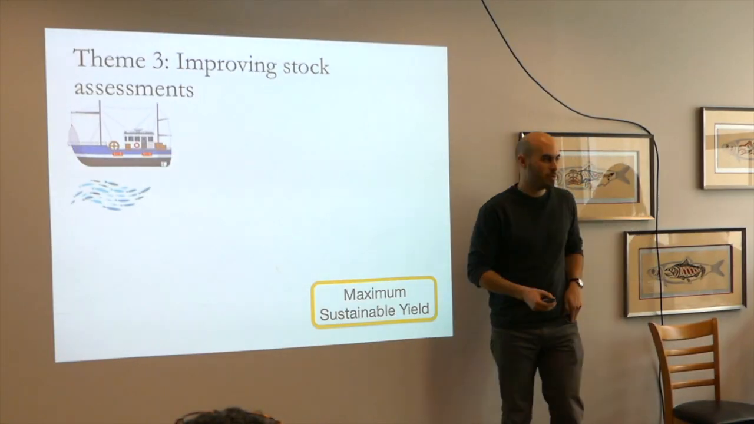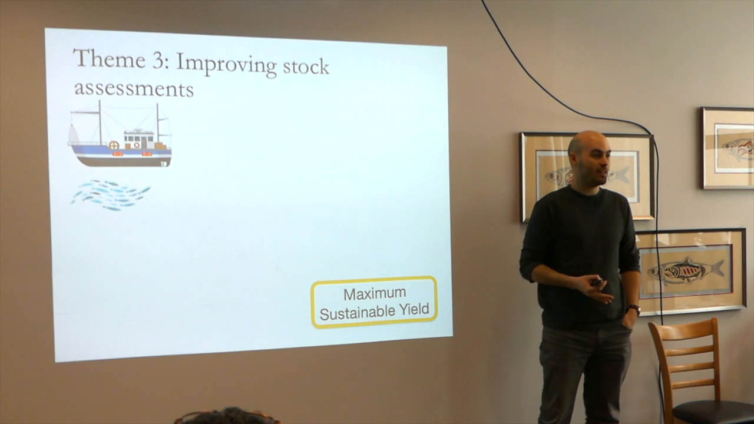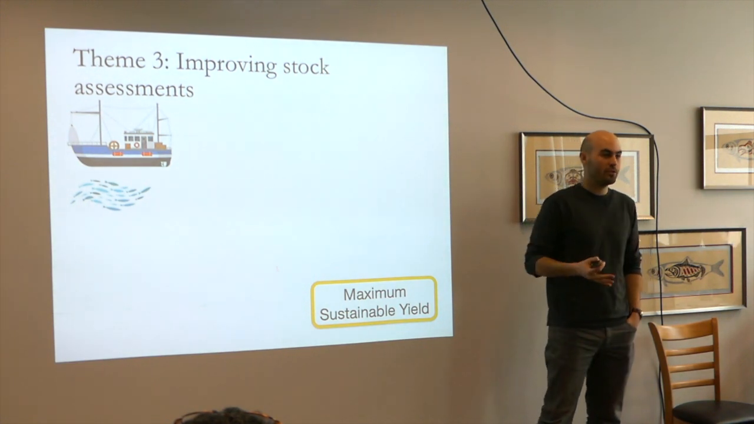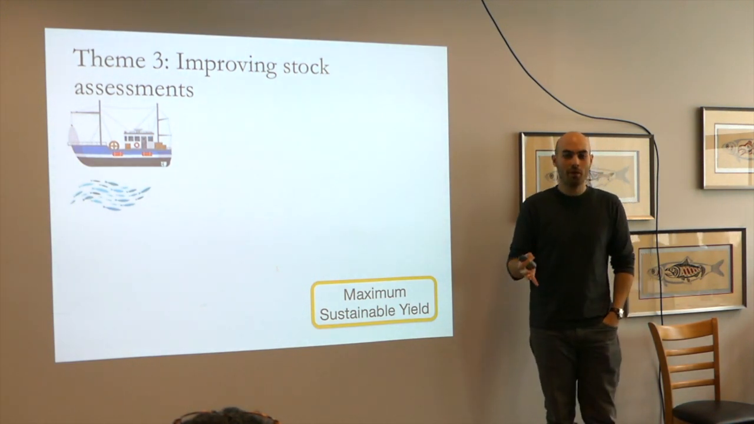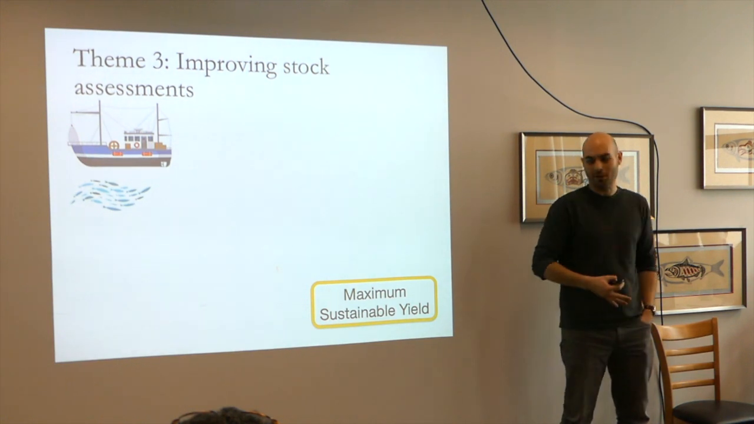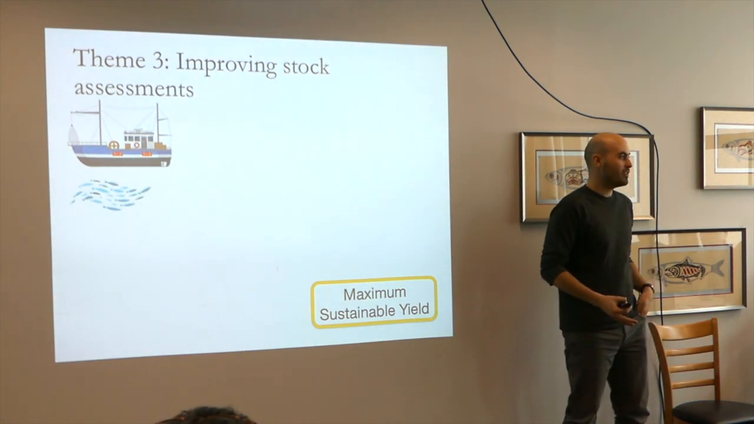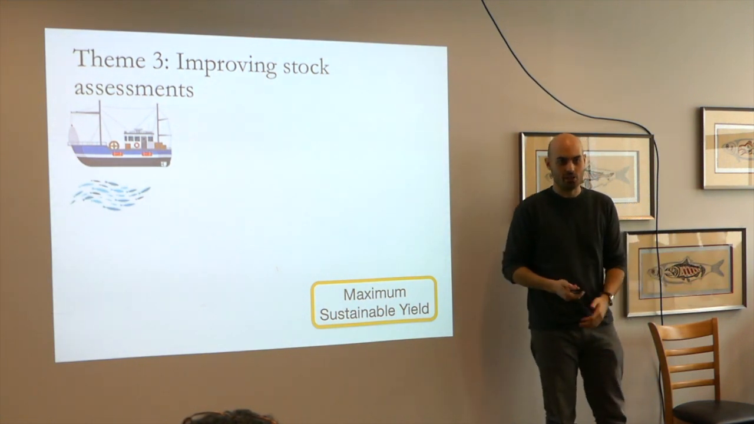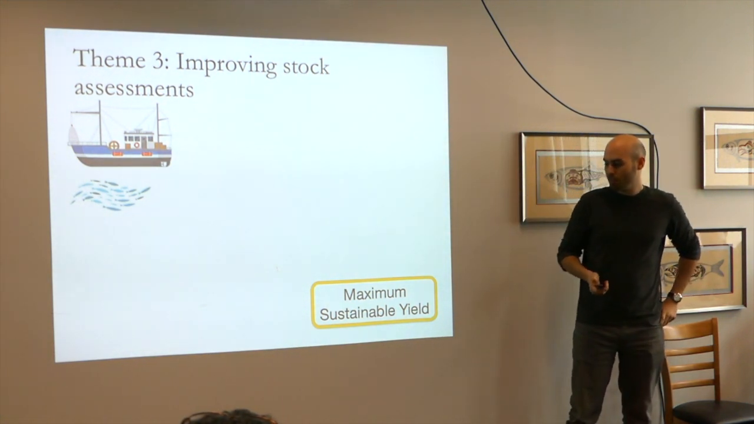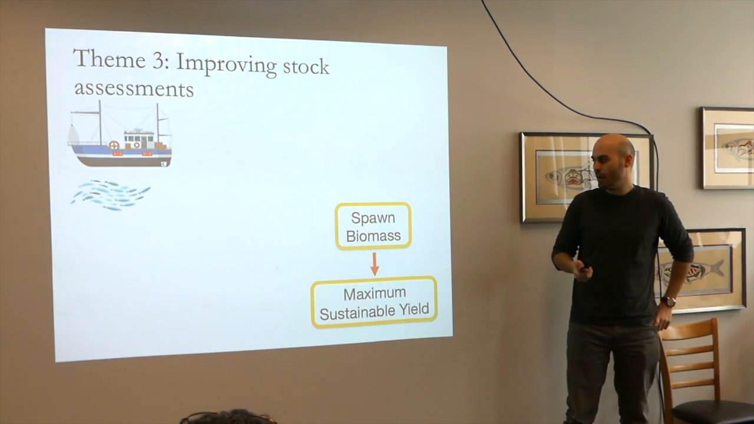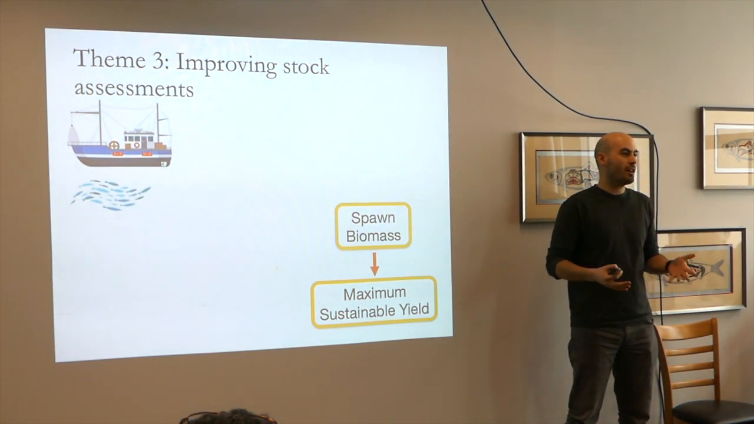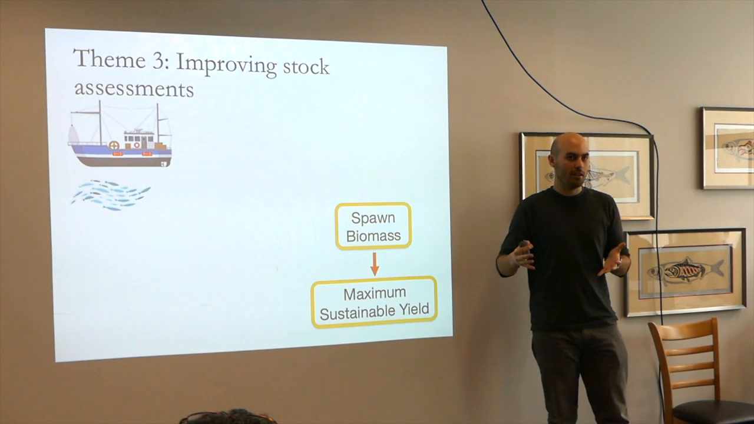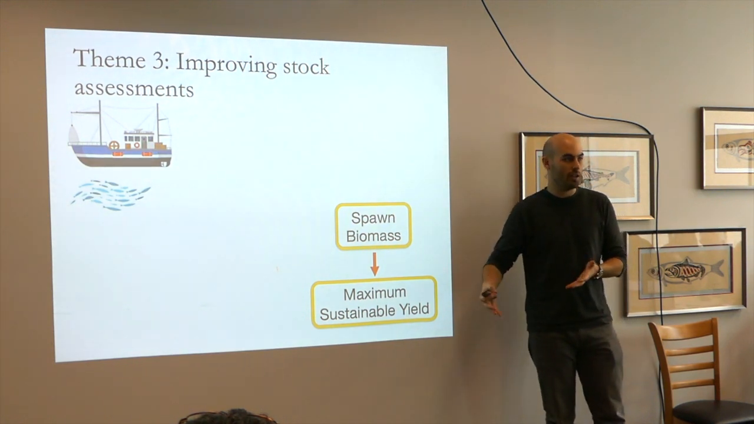And then briefly to touch on the third theme, which is to improve stock assessments. One of the primary goals of stock assessments is determining maximum sustainable yield, which is the maximum number of fish you can harvest without depleting the population. Now, maximum sustainable yield is largely affected by spawn biomass, which is the number of adult females that are old enough to spawn.